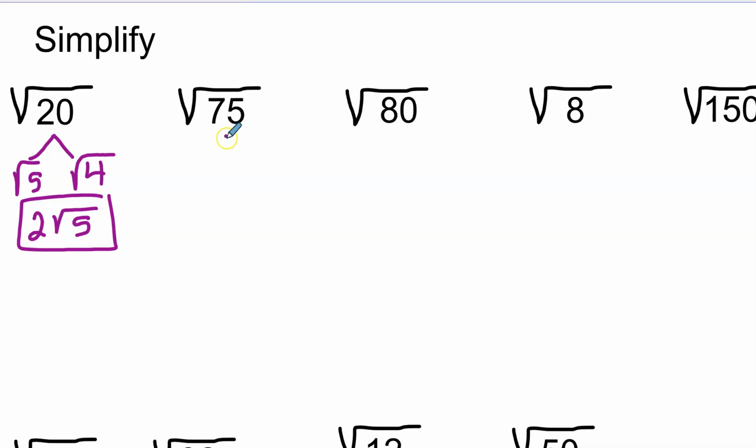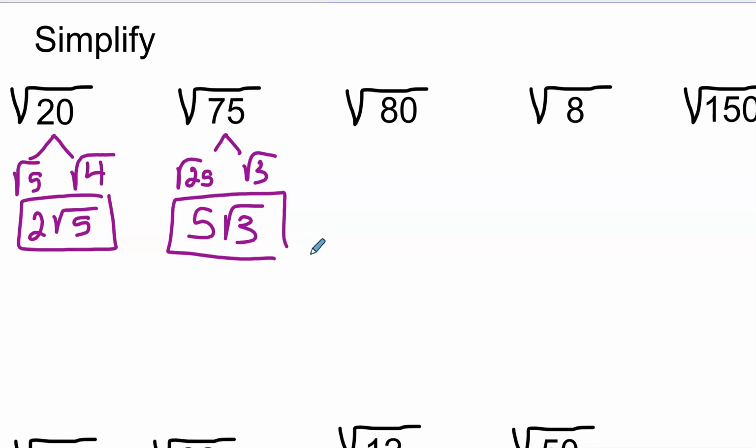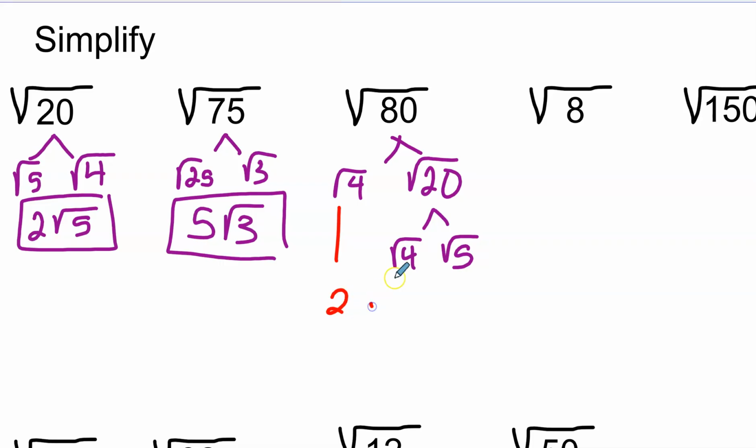So the square root of 75, I'm going to use 25 because that's a perfect square, and 3. Square root of 25 is 5, and then the 3 again has to stay underneath the square root because it's not a perfect square. 80, I'm going to use the square root of 4 and 20, and it might take you a little bit to find this pair. And then 20 can be simplified into the square root of 4 and the square root of 5. So once you hit a perfect square, you can stop because we know the square root of 4 is 2. Square root of 5, so that's 4 the square root of 5.